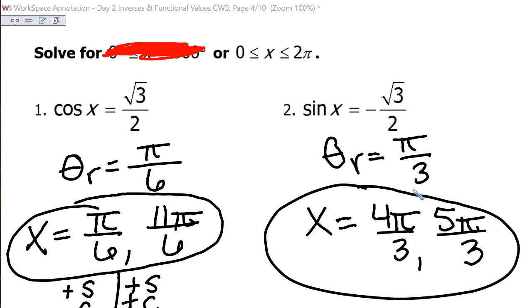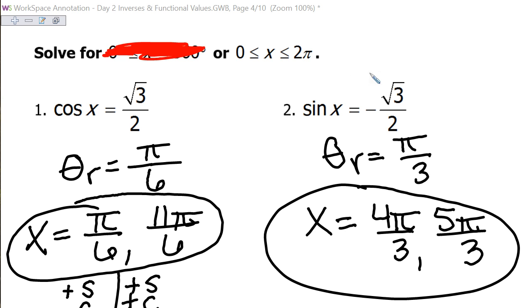Okay, so number 3. So cosine to the negative 1 power means arc cosine, or cosine inverse. So cosine inverse of negative 1/2 is equal to x. Does that look like the format for number 1? No. So we're going to get the format looking more like problem number 1. So if I have cosine inverse, well, what's the inverse of cosine inverse? Cosine, right? Cosine inverse, its inverse would just be cosine.